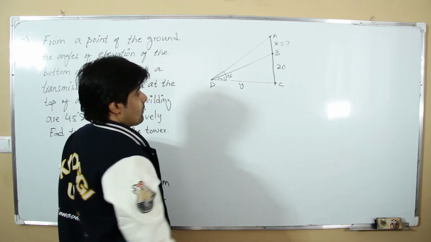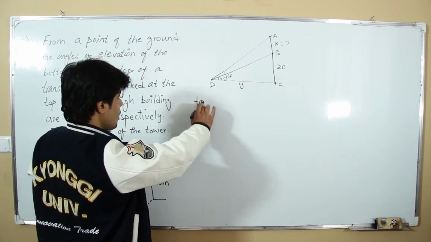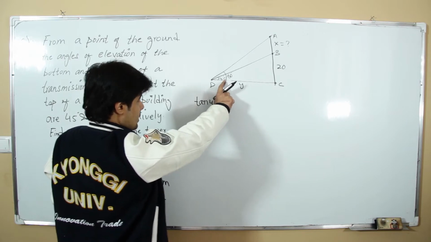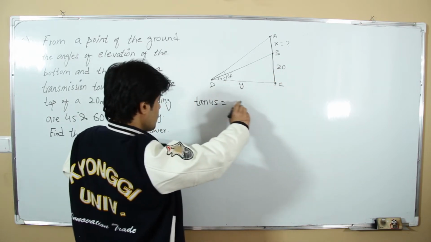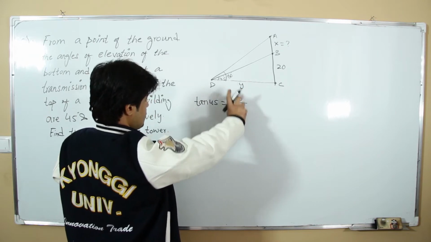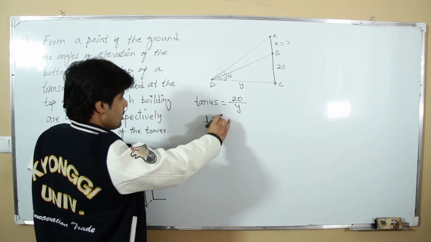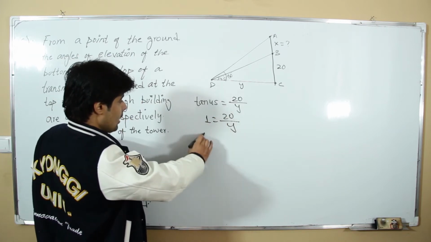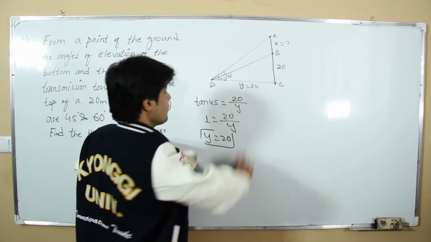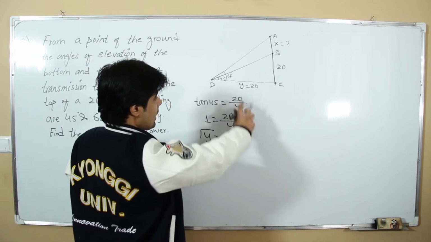Now I will define opposite with the adjacent. I think tangent. Tangent of 45. What is tangent of 45? It is opposite, which is 20, divided by adjacent, which is y. Tangent of 45, it's 1. 20 divided by y, and y is 20. We found this one. Am I right or not? Once again, it means we found adjacent.